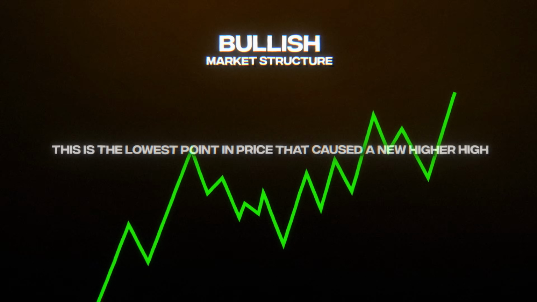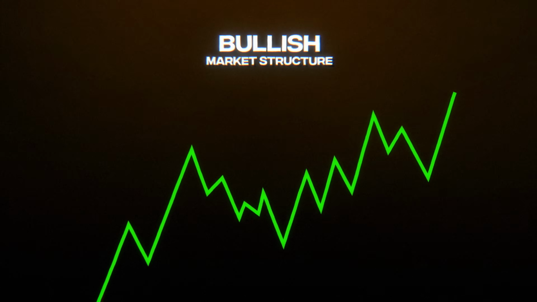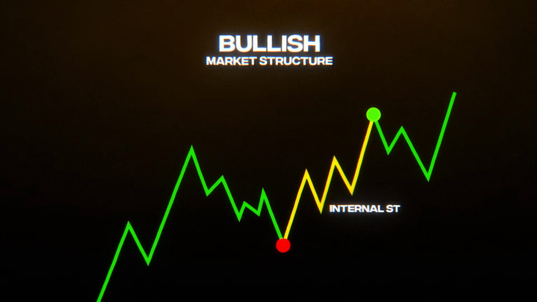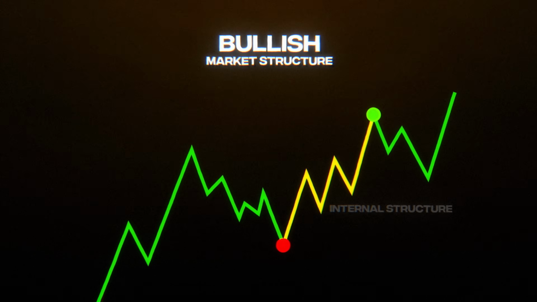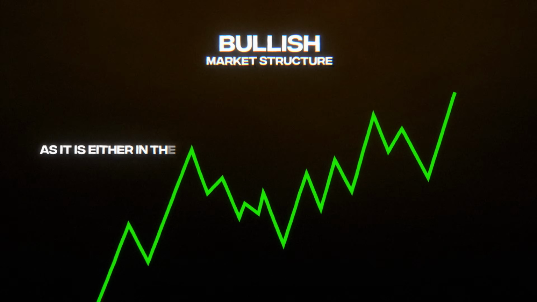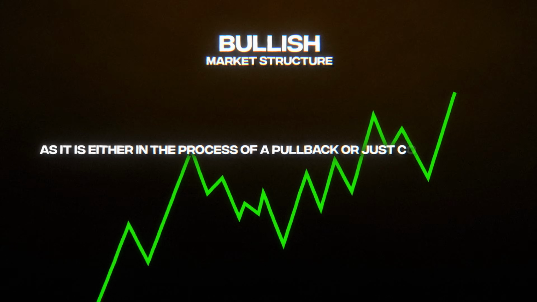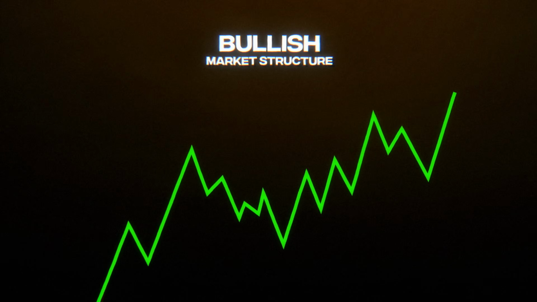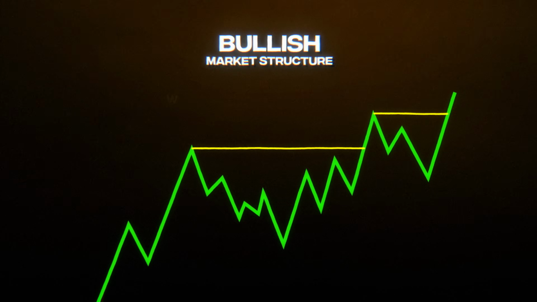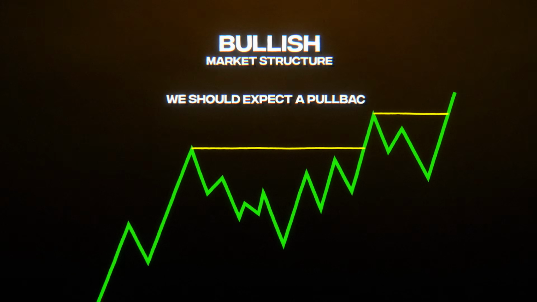Now, when we have a swing low and a swing high formed, price action that happens in between the 2 points is called internal structure. It is called internal structure as price isn't actively creating new swing highs or swing lows in the market, as it is either in the process of a pullback after an impulsive move or just consolidating within the range between the high and the low. It is important to note that after we see a break of structure higher, as seen in the diagram over here, we should expect a pullback on that time frame.